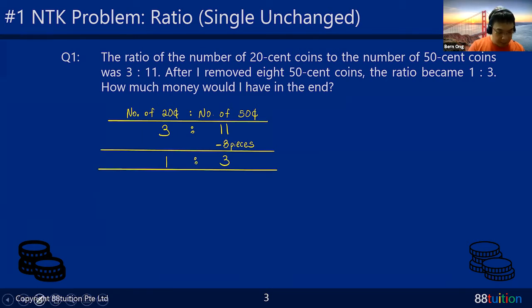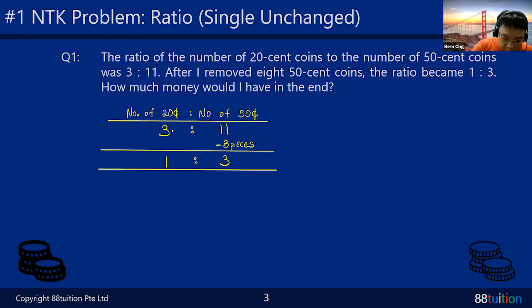Can you see the number of 20-cent coins? Anything happened to the 20-cent coins? Nothing happened to the 20-cent coins. It is only the removal of 8 50-cent coins. So something happened here. So the number of 20-cent coins must actually be the same number, right? But how come here is 3, here is 1? Something wrong. It must be the same number.